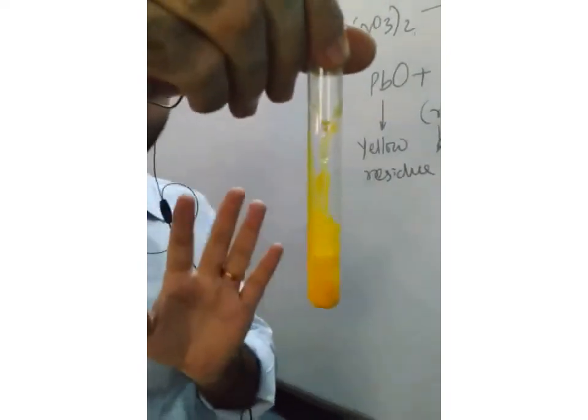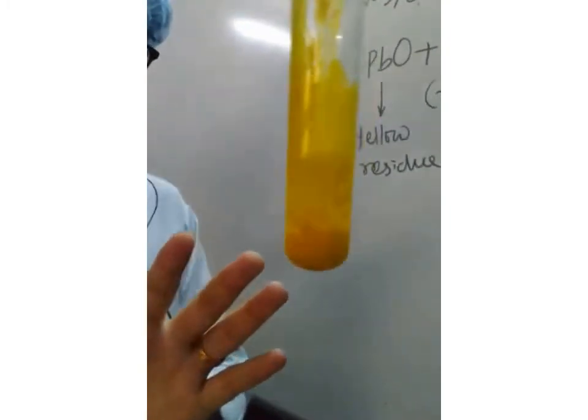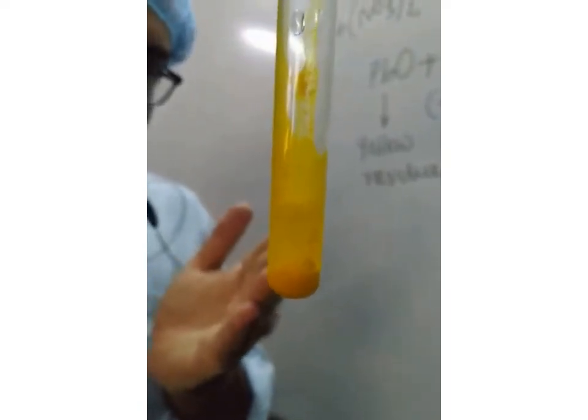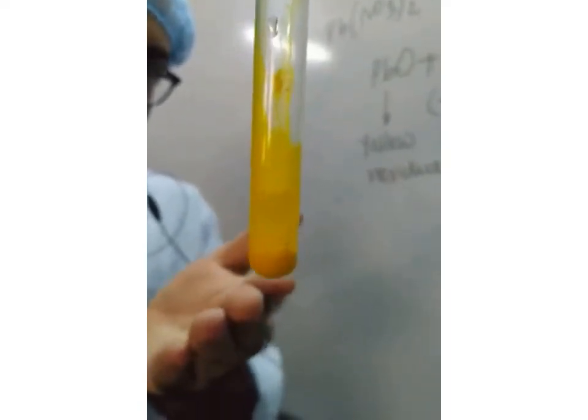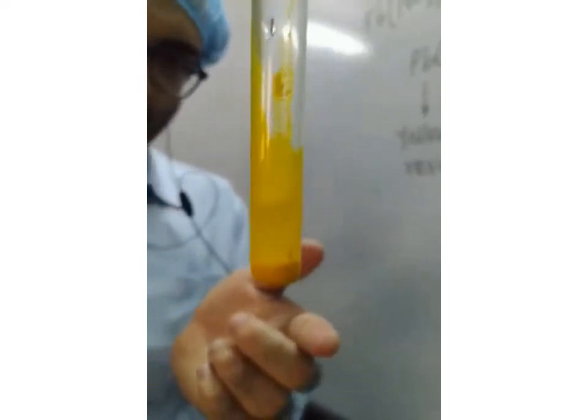Basically, it's the precipitate that is colored. If I keep this solution for some time, you can see the precipitate will start sedimenting. At the base, a yellow precipitate is forming, while the top portion is a colorless solution.